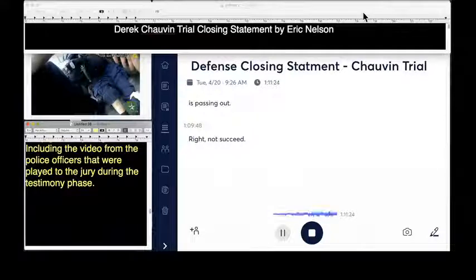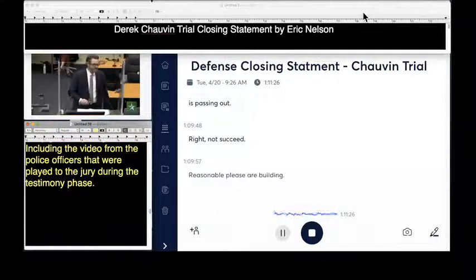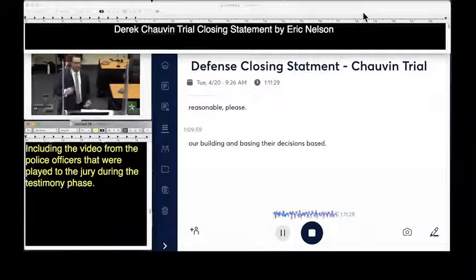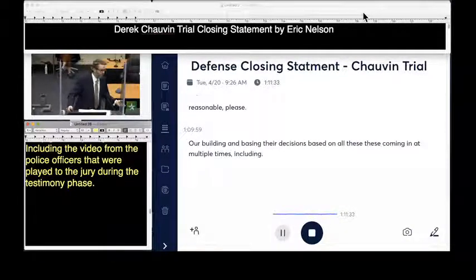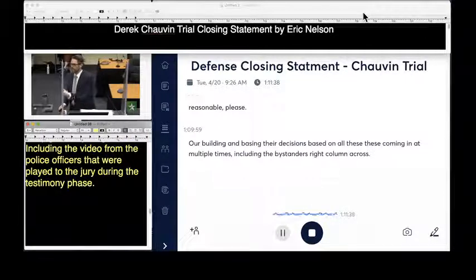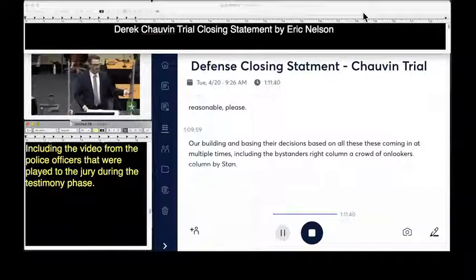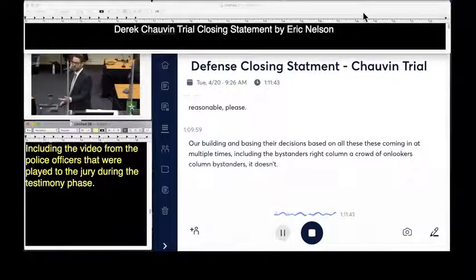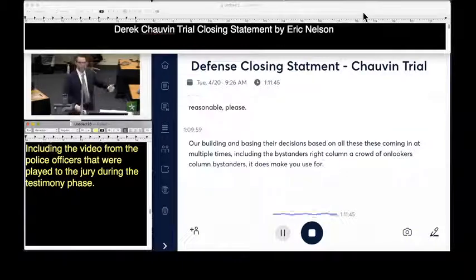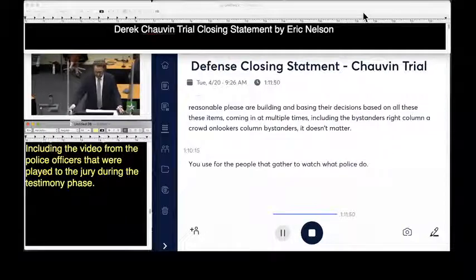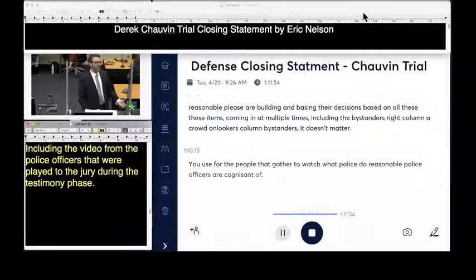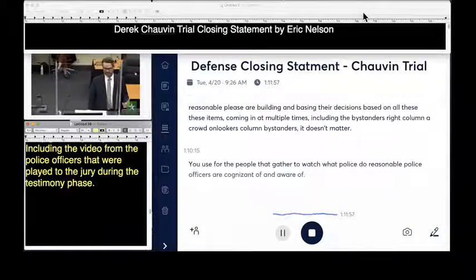Reasonable police officers are building and basing their decisions on all of these factors coming in at multiple times, including the bystanders. Call them a crowd, call them onlookers, call them bystanders. It doesn't matter what term you use for the people that gather to watch what police do. Reasonable police officers are cognizant of and aware of their surroundings.